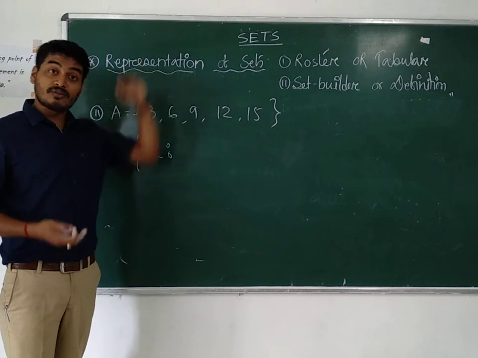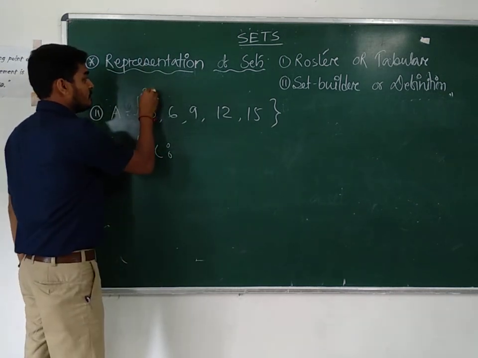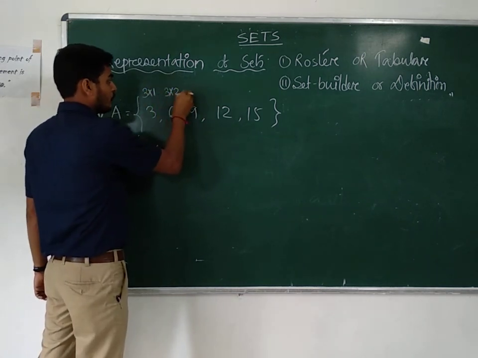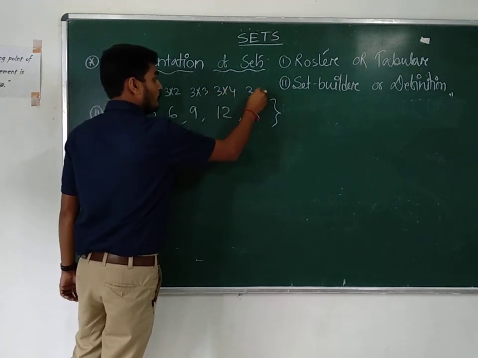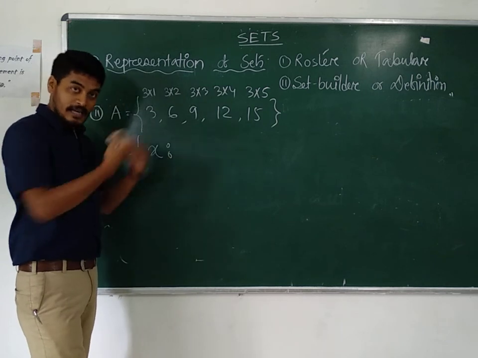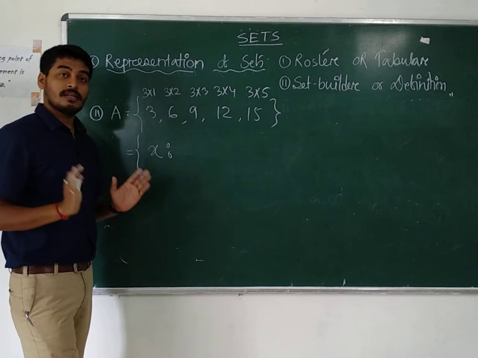Try to identify that condition. So I have got that. If you observe carefully, this is nothing but 3 into 1, am I correct? It will be 3 into 2, 3 into 3, 3 into 4, 3 into 5. Obviously, one pattern is here, and the pattern is there to be seen.